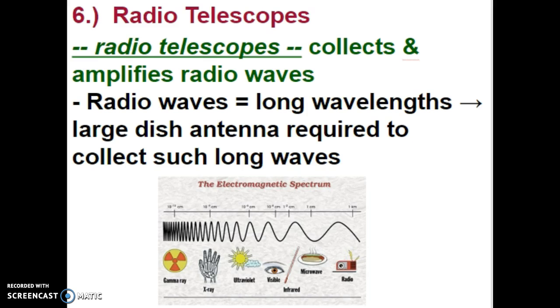Another type of telescope is a radio telescope. These are very large telescopes. They collect and amplify radio waves. Radio waves have very long wavelengths, so you have to have a large dish-type antenna required to collect such long waves.